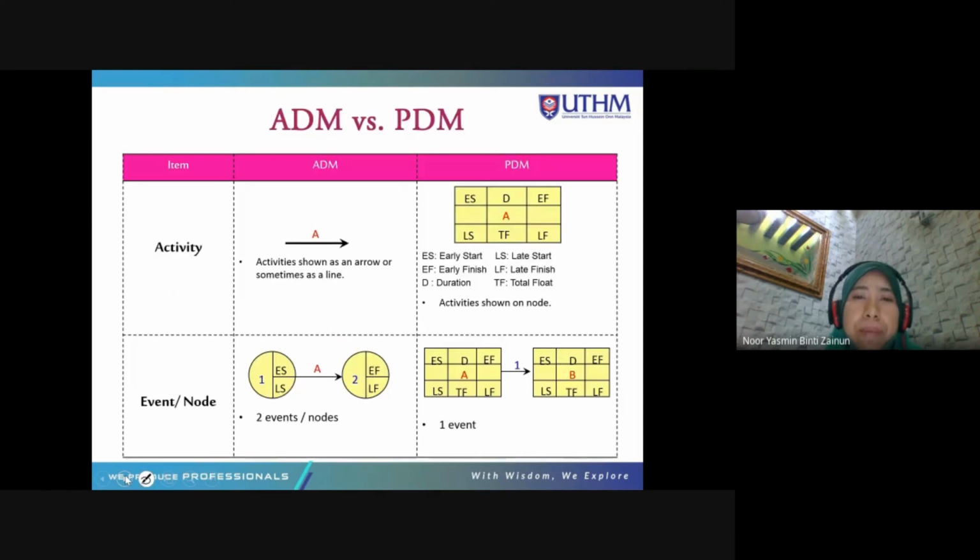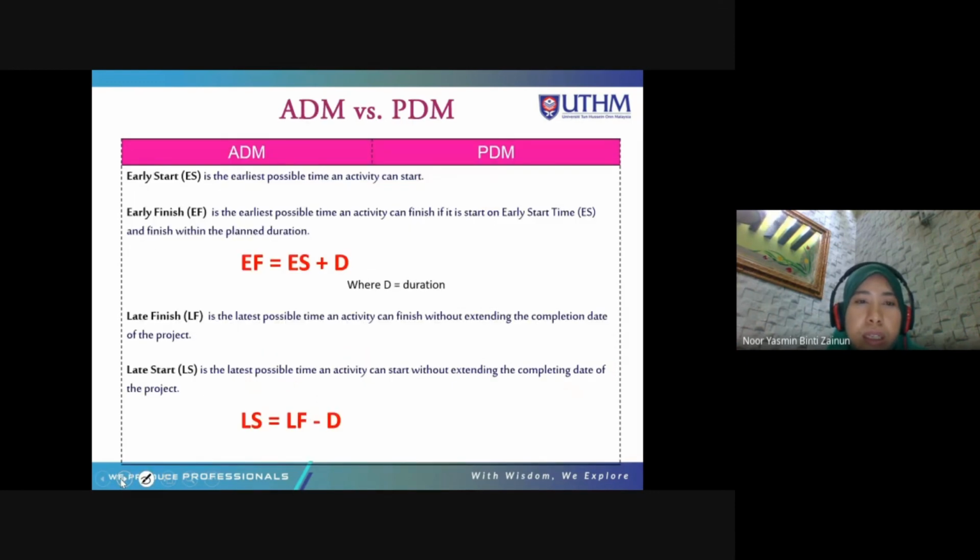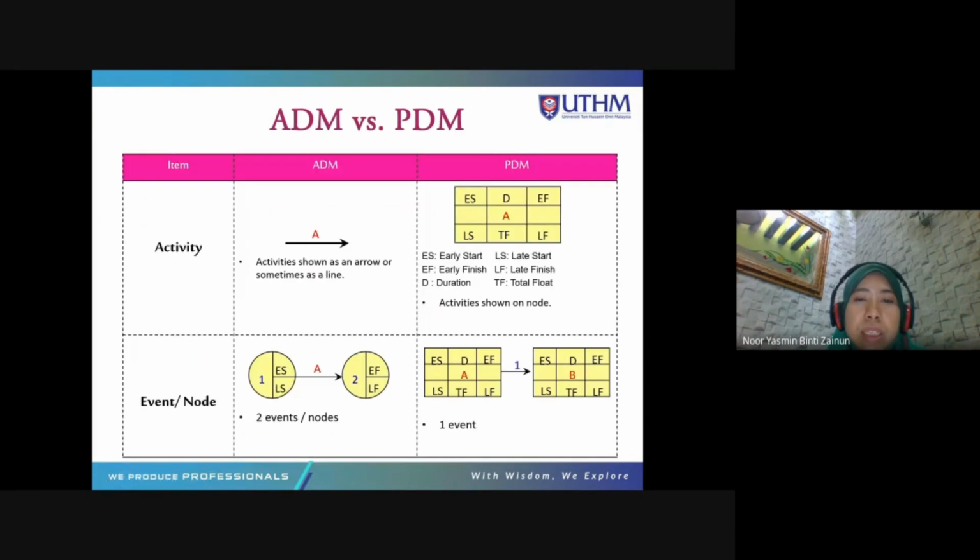So this is the comparison between ADM and PDM, which is ADM, the activity is on arrow, while PDM is the activity is on node, and everything, all the information, is inside the node. Okay. On the other hand, in ADM, the event shows the information of early start, late start, early finish, and also late finish, and the duration is also under the arrow. Okay, the node, everything inside the node.